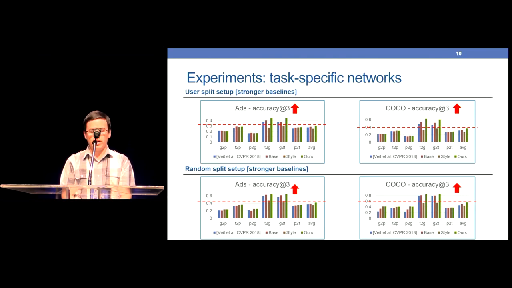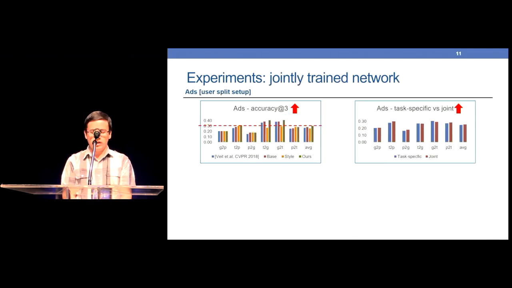The first learns to map gaze to text, and vice versa. The second maps text to personality, and the third gaze to personality. We consider two data split strategies, and for both data splits and both data sets, our method outperformed the baselines. Our method especially helps for text to gaze and gaze to text tasks. Then we train a joint network where the constraints for all three modalities are embedded in the same space. We compare our task-specific network with this joint setup, and we observe that joint learning is beneficial.